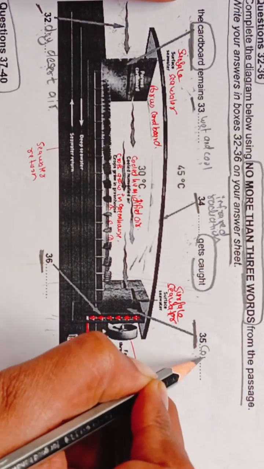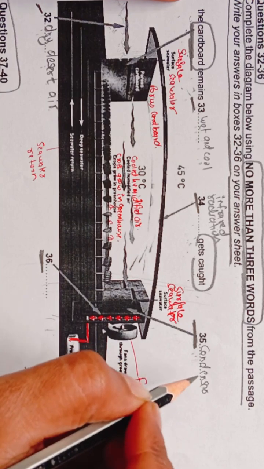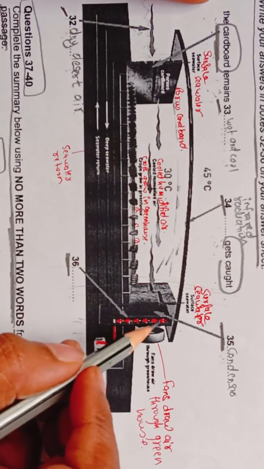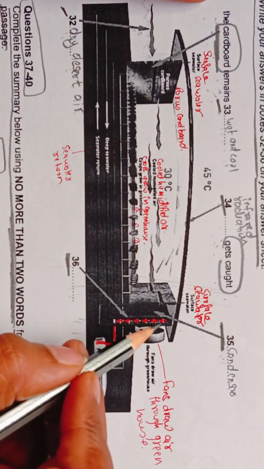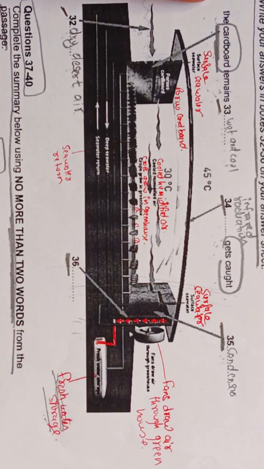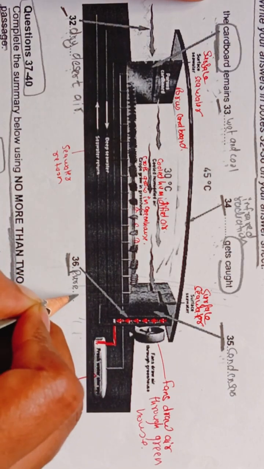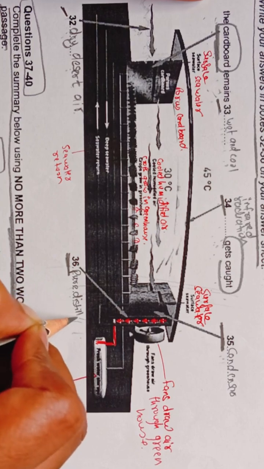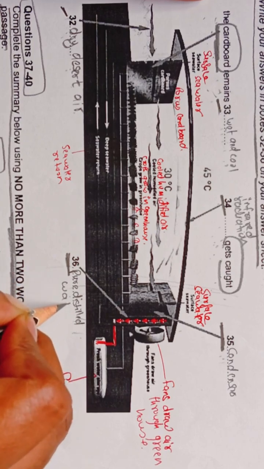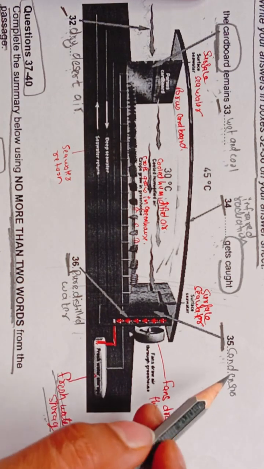So we will write condenser. Look for the spellings. Spellings are very important. And these are droplets. These arrows are the drops of pure distilled water. So in 36 number we will write pure distilled water. Okay, I hope you have understood this. So we are getting our answers from here.